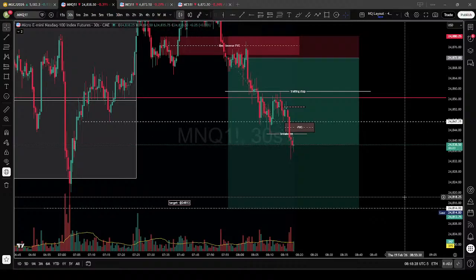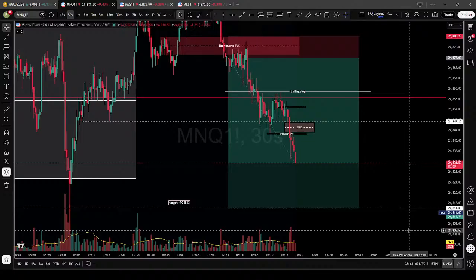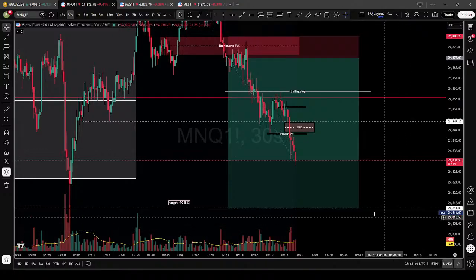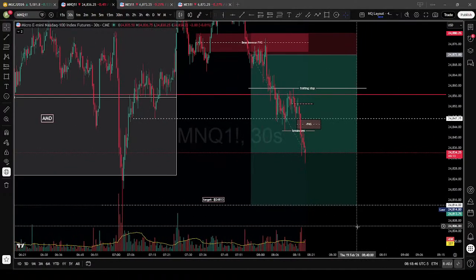Price should be moving lower. It's hitting all the targets. It's continuously taking out lows. We are 16 points away from our target. 17 points away from our target.